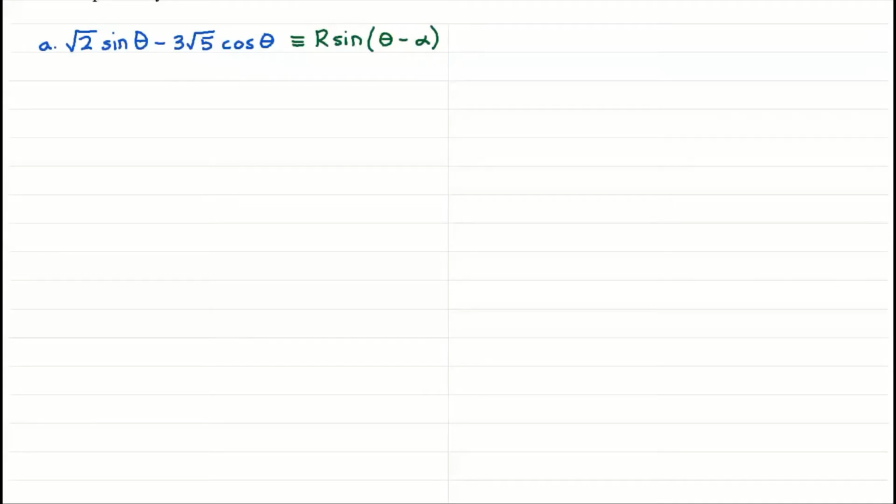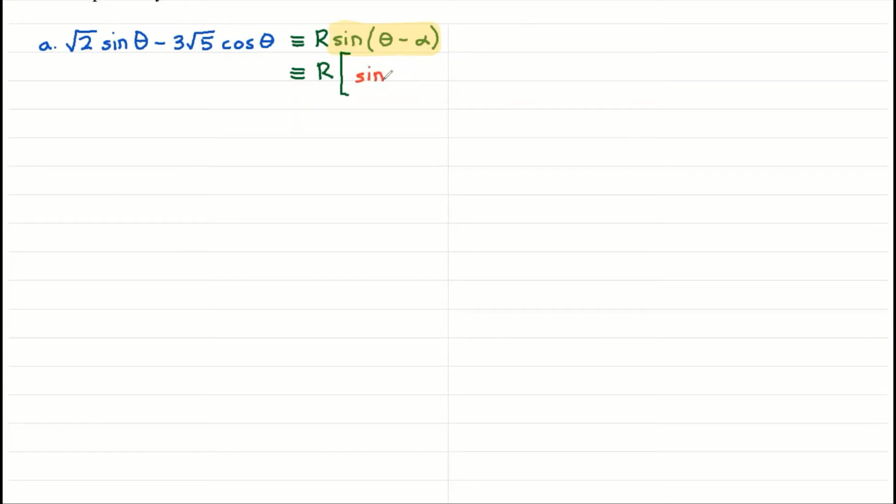Okay, so for part A, I've written out the expression we've been given again, and we've set it identical to the sine identity. So the next job, of course, is we need to break open this sine identity, and then we can equate coefficients. So let's do that now. So this is all going to be identical to r, and then we'll use the big square brackets here, and then we'll put in the sine identity, which of course is in your formula booklet.